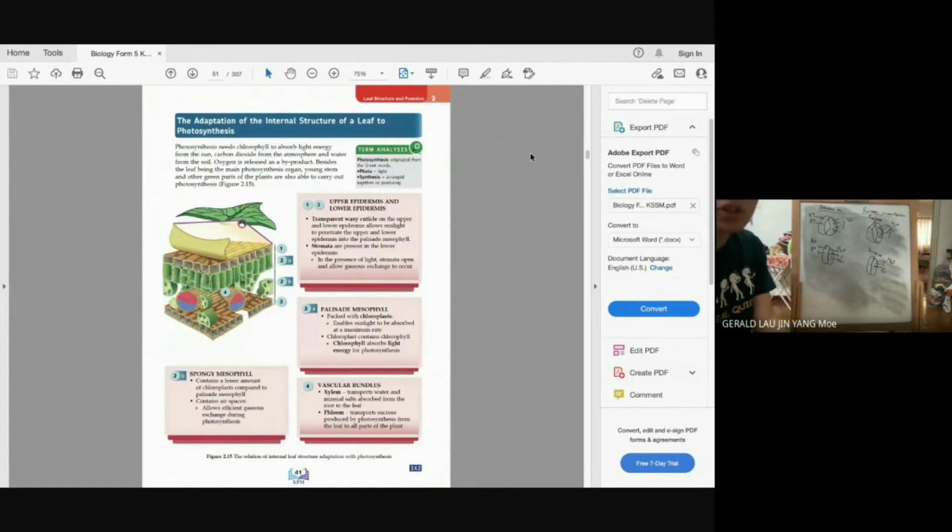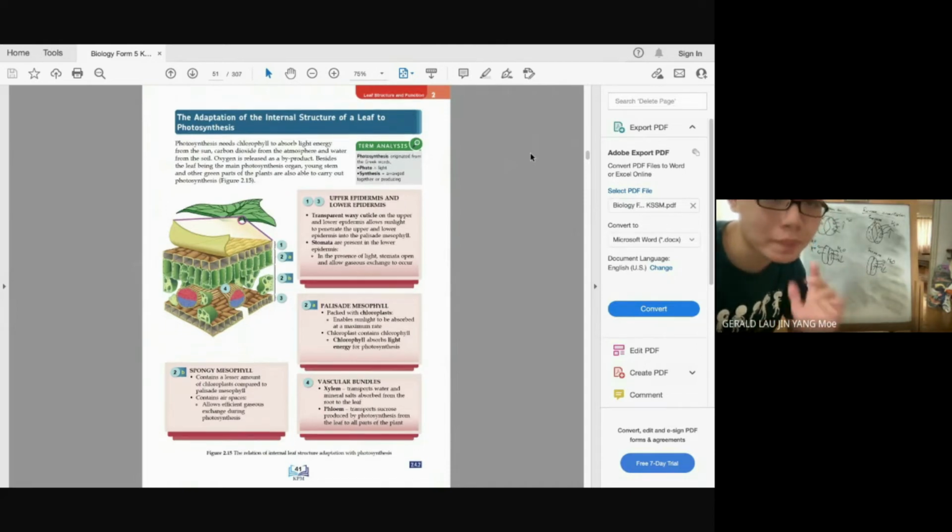Okay, so adaptation, this one is also the same thing as just now. Okay, so transparent waxy cuticle and then stomata, palisade mesophyll packed with chloroplast, to enable sunlight to be absorbed for photosynthesis at maximum rate. Okay, spongy mesophyll also same thing, gaseous exchange, vascular bundle, xylem and phloem.